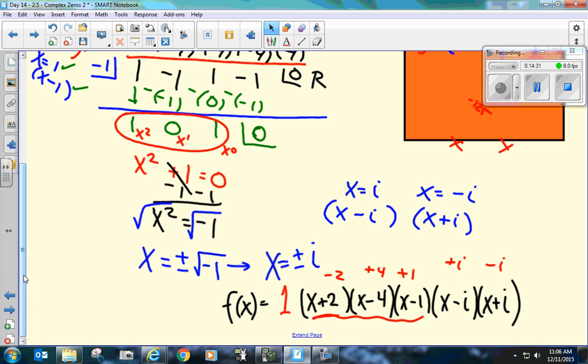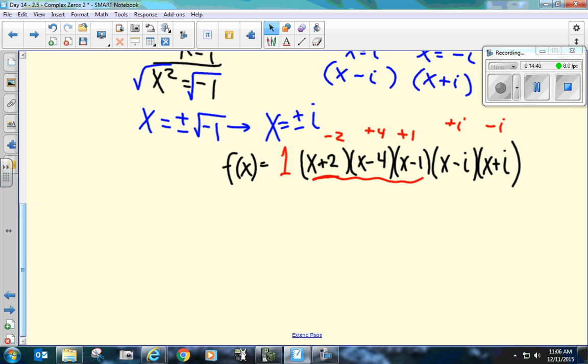If that would have started with 4x to the 5th, I would have just put a 4 there. And how come I have to put a 4 there? What happens when I multiply these all together? I'm ultimately going to multiply an x times an x times an x times an x times an x. I'll get x to the 5th. But if it started 4x to the 5th, where would the 4 come from? That's why I would have to put the 4 here, to multiply it to make it 4x to the 5th. See what I'm saying?